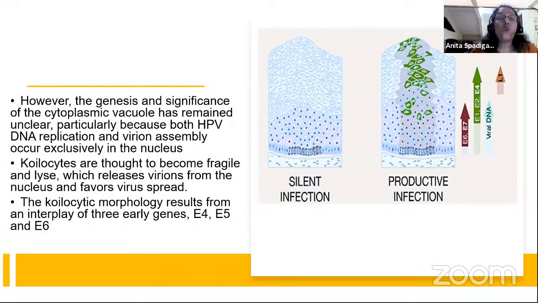So now you might ask, what is the significance of this cytoplasmic vacuole as such? We're going to be seeing how it forms, but then what is its significance? Because this is in the cytoplasm, and we know that HPV is a DNA virus that replicates within the nucleus. Replication and assembly, as we saw earlier, occurs only in the nucleus. So then why does this cytoplasmic vacuole form, and what has this koilocyte got to do with the HPV life cycle? So as we mentioned earlier, koilocyte morphology results from an interplay of three early genes, that is E4, E5, and E6.